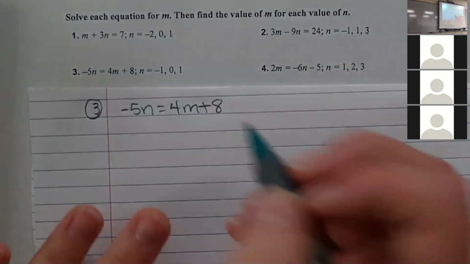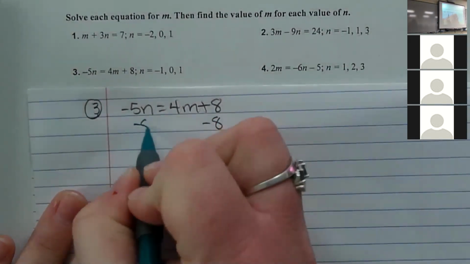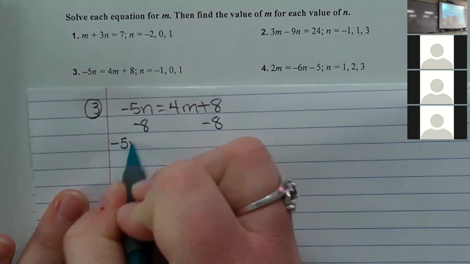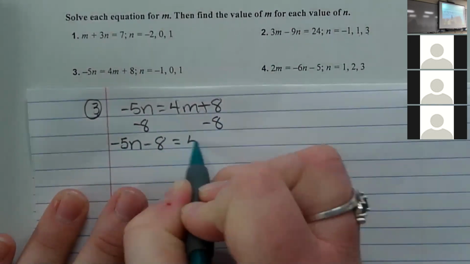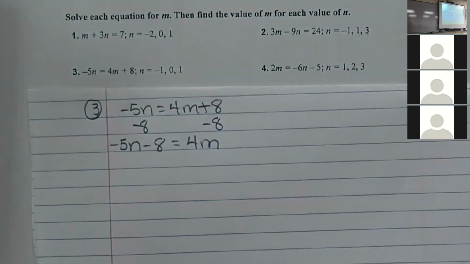Subtract it. Whatever you do to one side, you have to do to the other. So I have negative 5n minus 8 equals 4m. M is still not by itself. What's 4 doing to m right now? Multiplying. What's the opposite of multiplying? Divide. So I have to divide every single thing by 4.